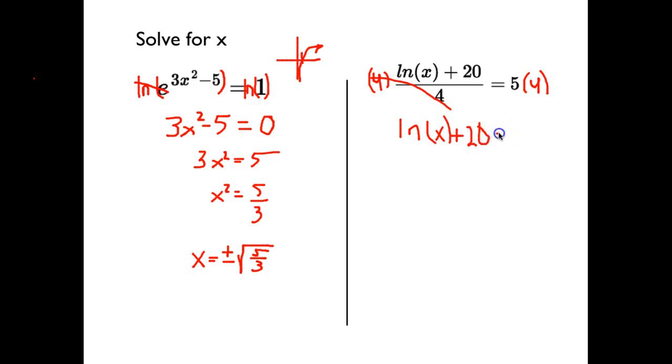Equals 20. Sorry, that dot was an accident. Now we're going to subtract 20 from both sides. 20 minus 20 obviously is going to cancel from this side, and it'll leave us with 0 on that side. So natural log of x equals 0. At this point, you should know what number has a natural log of 0. We just did that over here. So the answer is going to be 1.